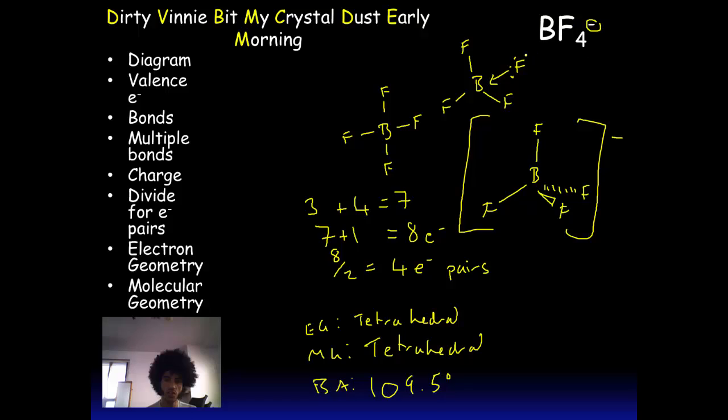Now, because it's a negative charge, this fluorine, which is added to it, is given that extra electron to make it work. So that's how that works. This is an example of another ion. Okay, let's do a couple more.